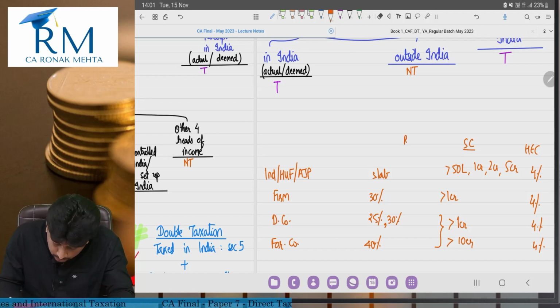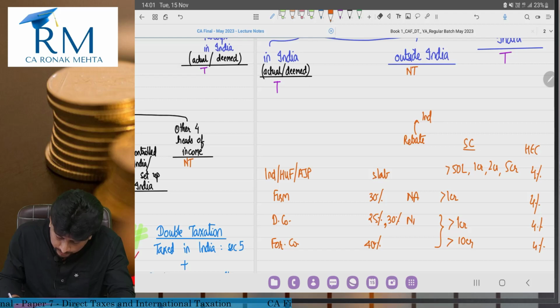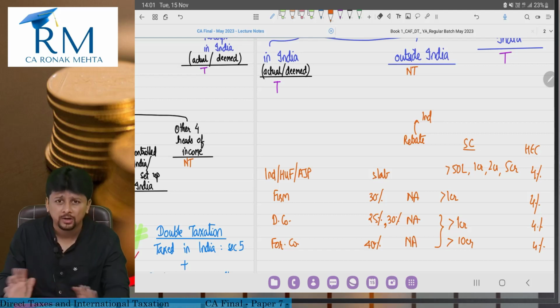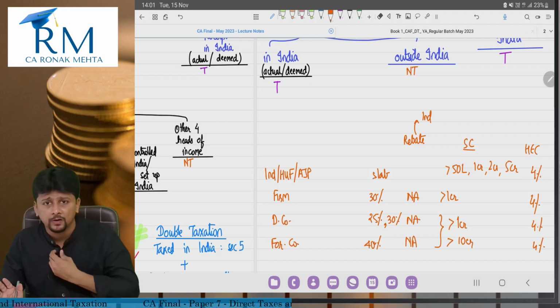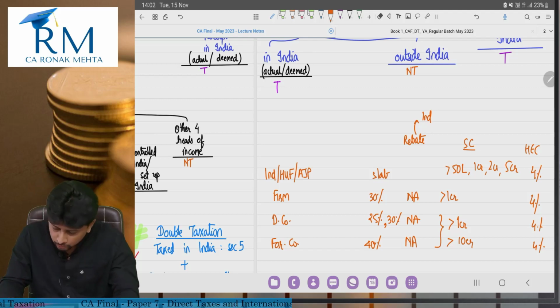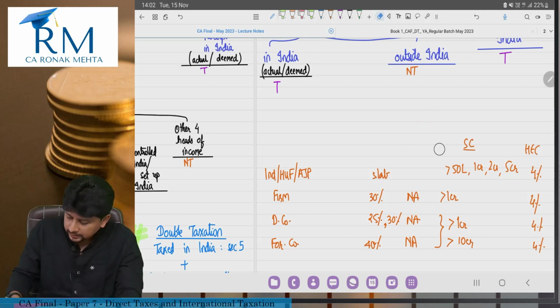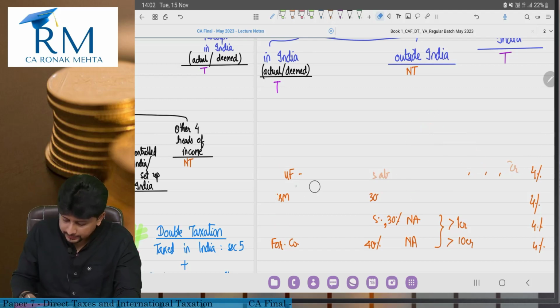And one more thing to mention, if you are an individual, you will get a rebate. Partnership firm, domestic companies, foreign companies, you are not entitled to any kind of rebate. So this is my summary of tax rates.